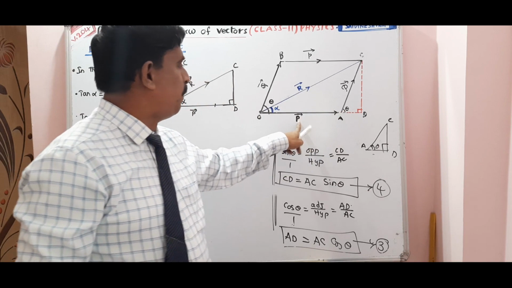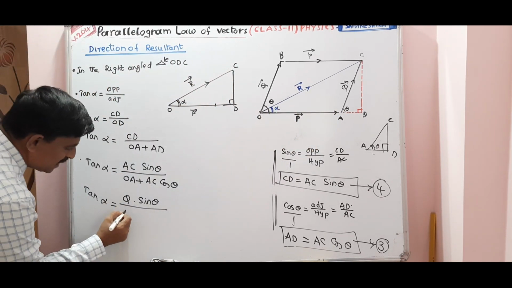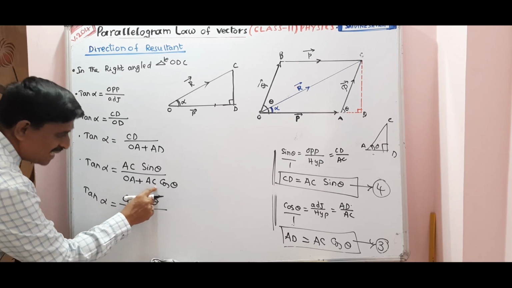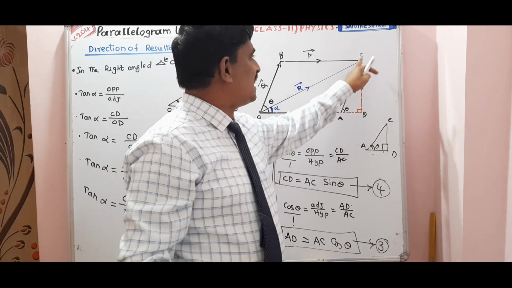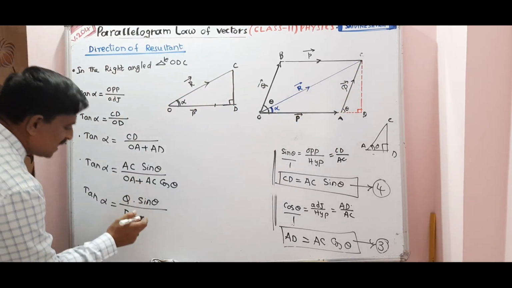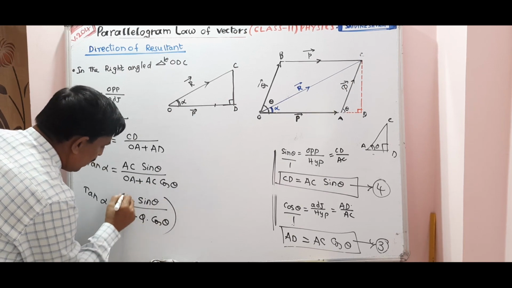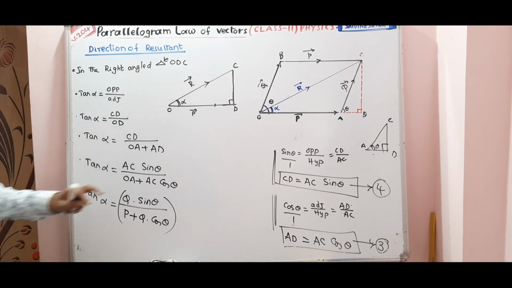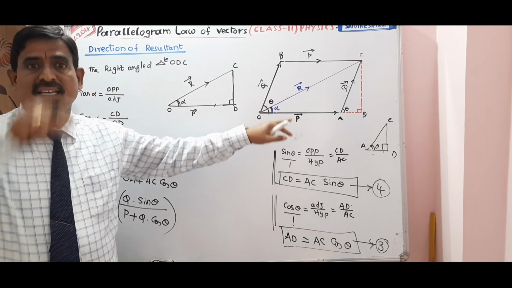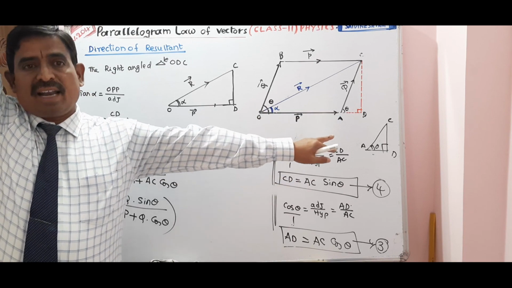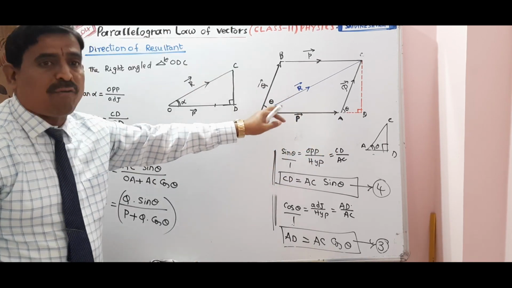OA is equal to P. AC is equal to Q. So tan alpha is Q sin theta by P plus Q cos theta. We need this angle. Direction means this angle. 90 degrees is like this, and 0 degrees is like this. When we need an angle, we need this alpha only.